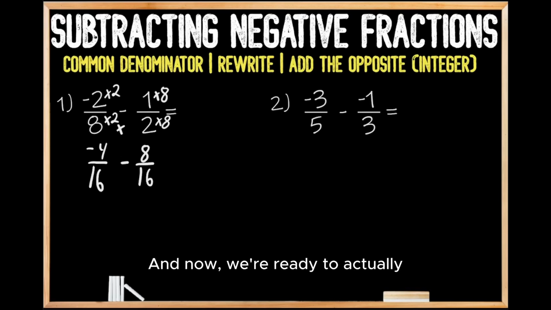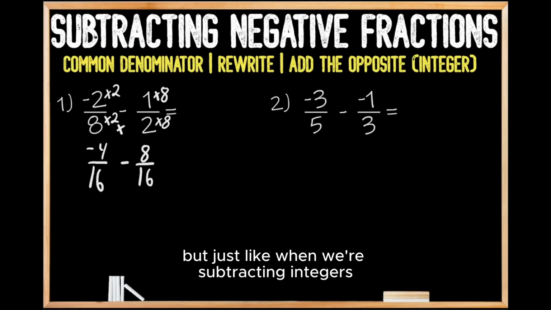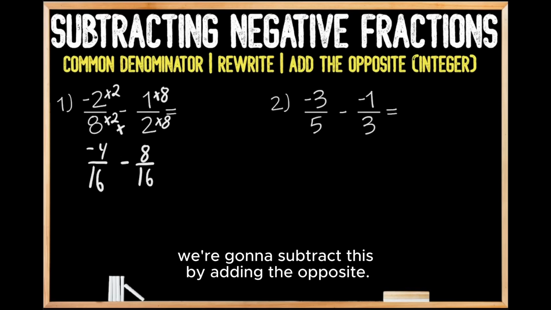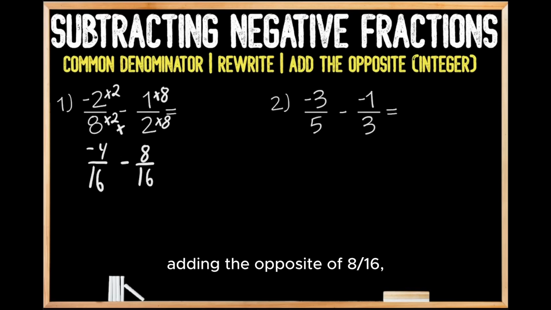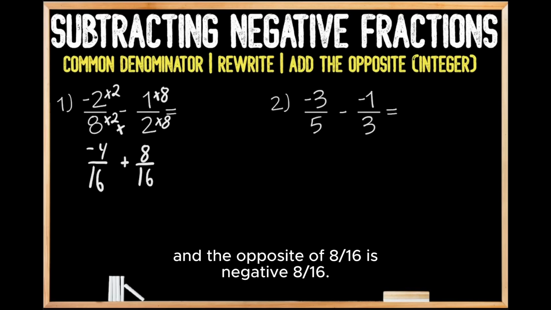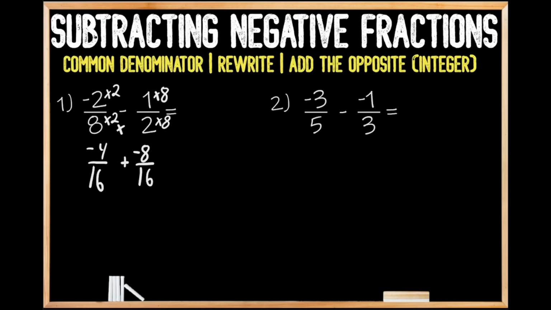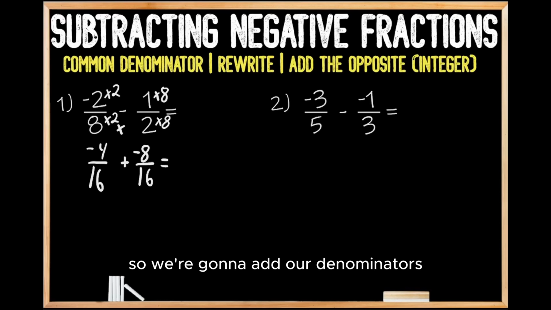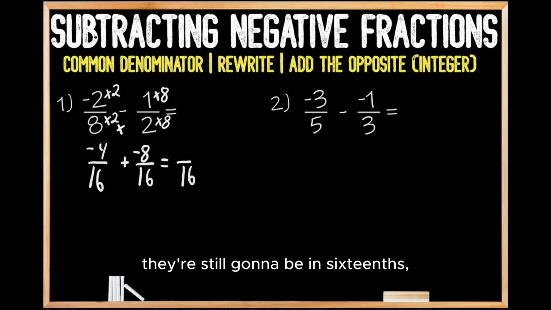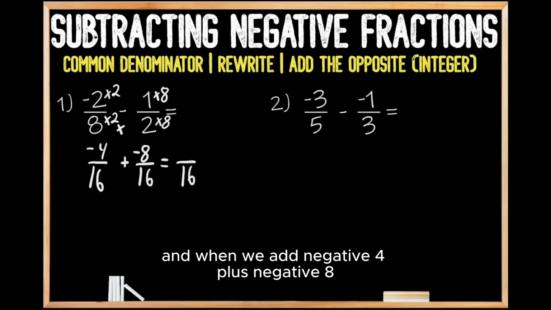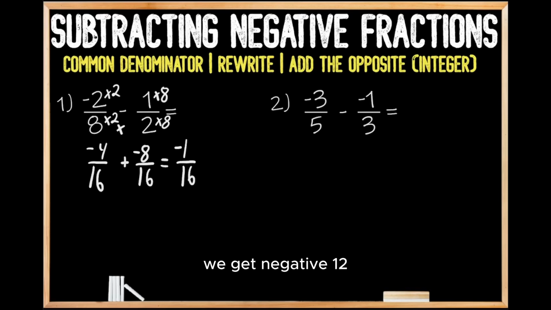And now we're ready to actually start subtracting these fractions. But just like when we're subtracting integers, we're going to subtract this by adding the opposite. So we're going to be adding the opposite of 8/16, and the opposite of 8/16 is negative 8/16. So now we're just going to add. The denominator is going to stay the same, they're still going to be in 16ths. And then we can add our numerators. When we add negative 4 plus negative 8, we get negative 12, for the fraction of negative 12/16.